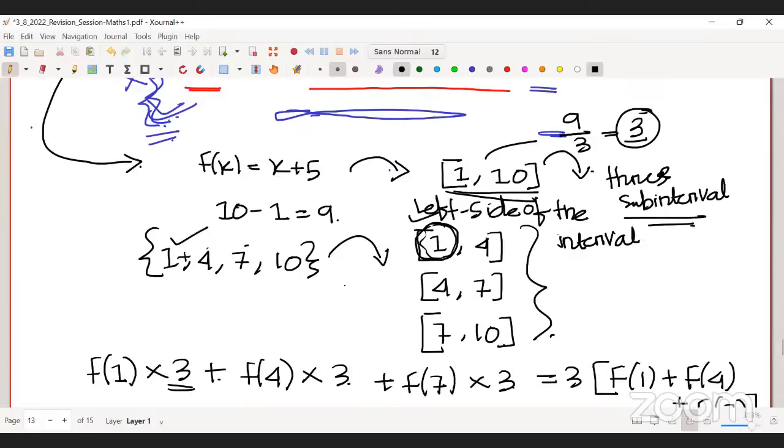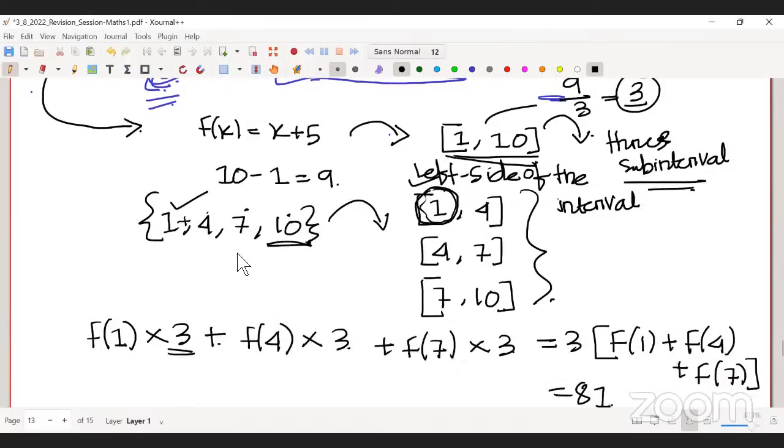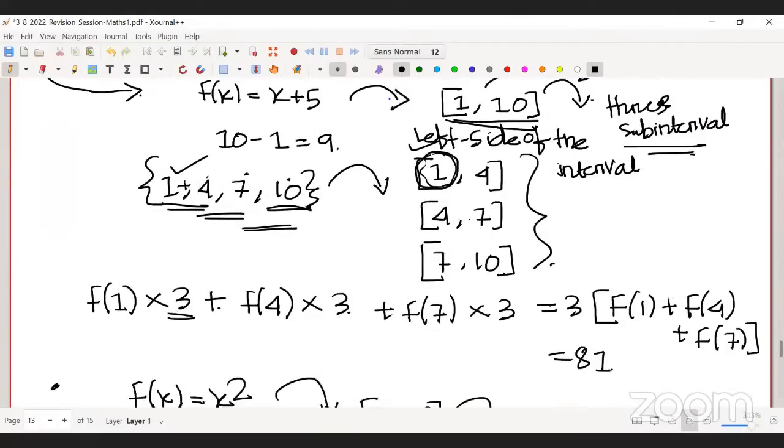Then you add 3, you get 7. Then you add 3, you get 10. Now you have 3 subintervals: 1 to 4, 4 to 7, and 7 to 10. For these intervals, you are trying to find the left Riemann sum.